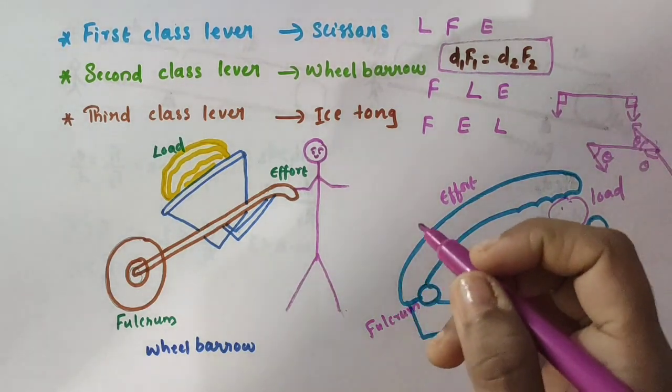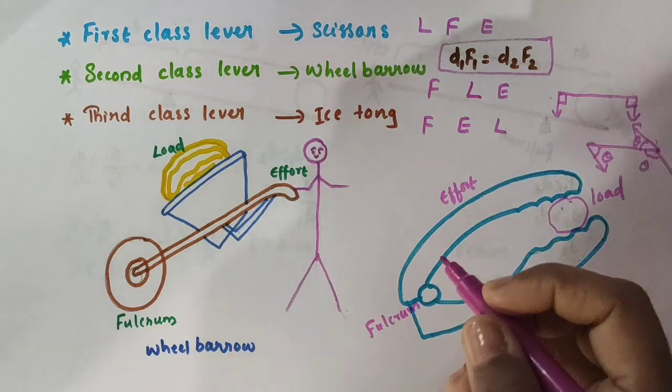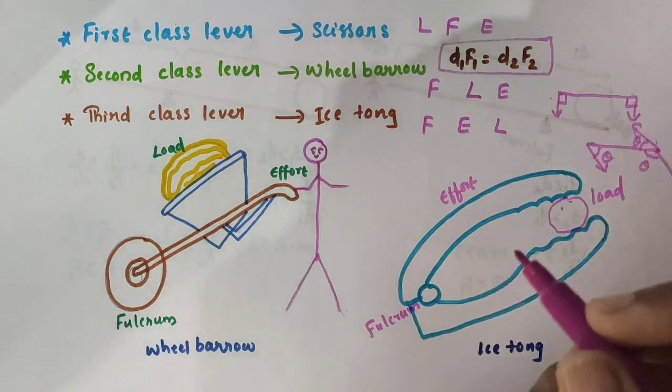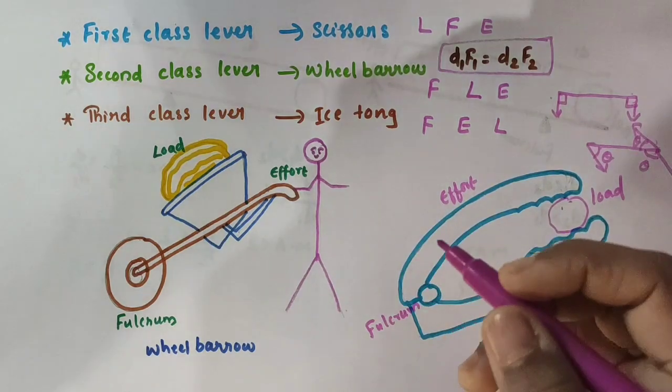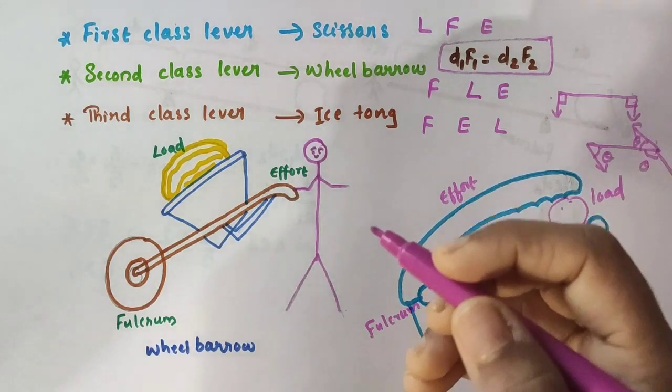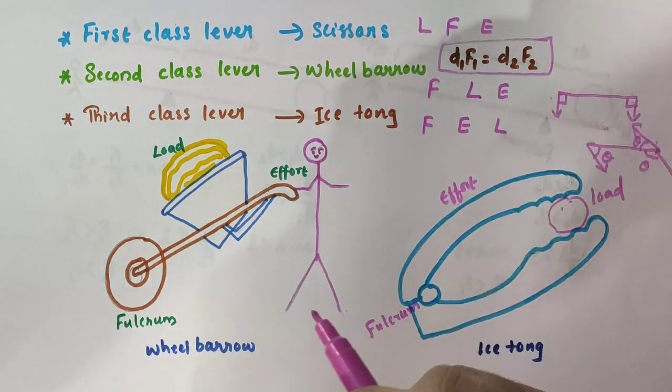So, in this video, we have discussed the principle of moments, mechanical advantage, then different types of levers: first class lever, second class lever, third class lever. I hope you understood this. Thank you.